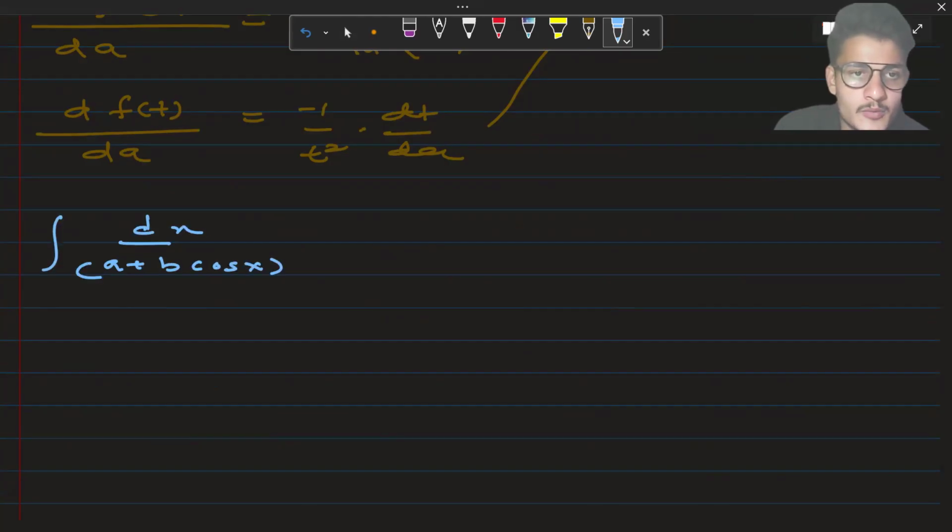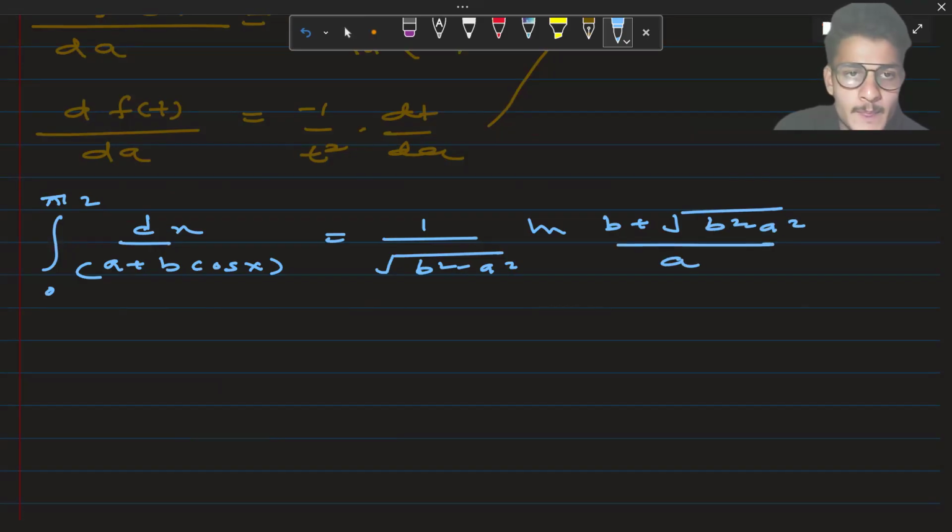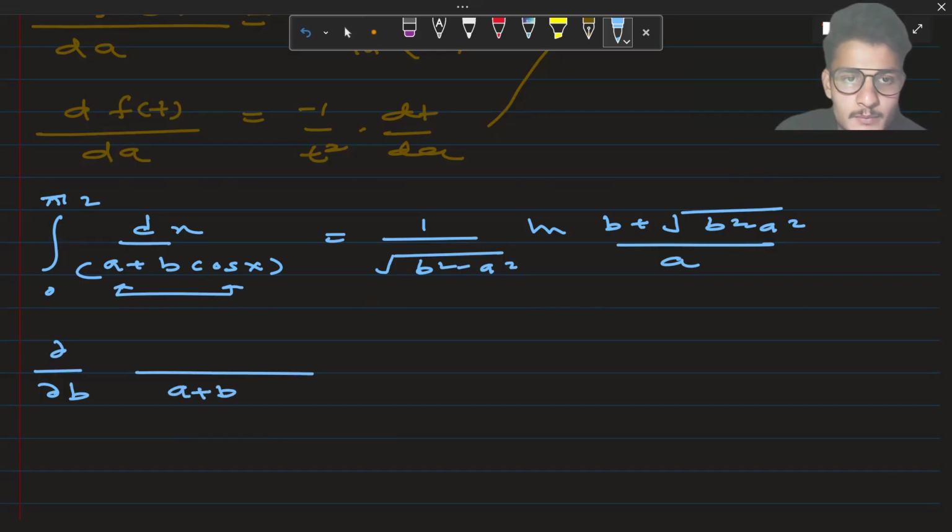integration from 0 to pi by 2 will be equal to 1 by root over b square minus a square ln b plus root over b square minus a square upon a. Now we want this one to be squared. So what we will do is differentiate it with respect to b. So in this scenario, we will receive a plus b cos x.